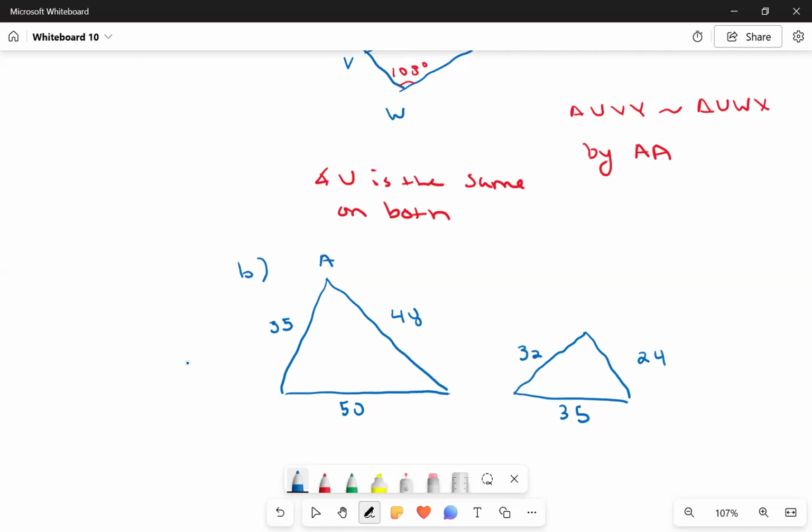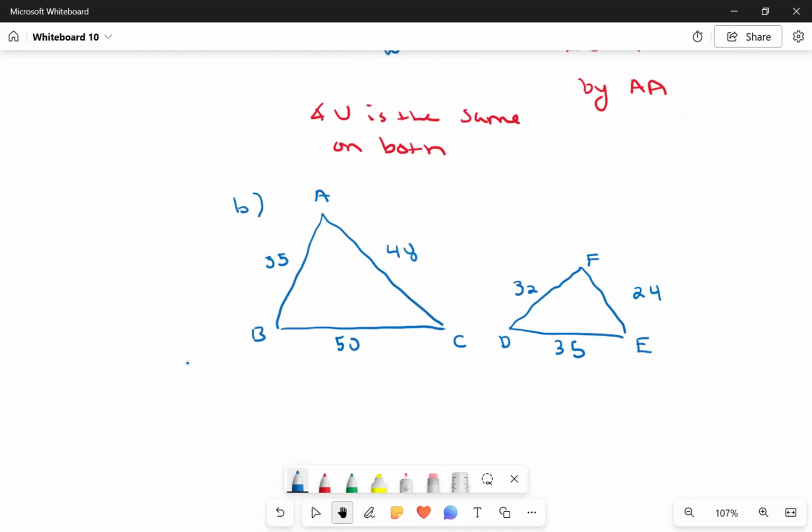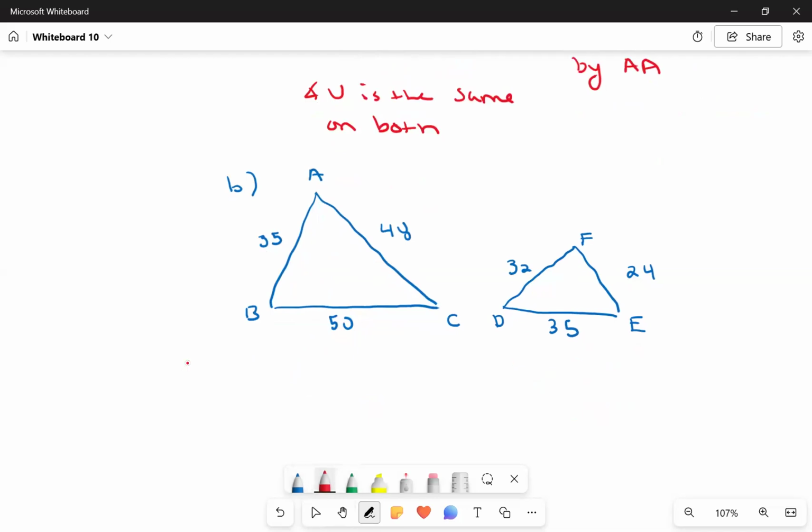Okay, so here, let me also label them with the vertices A, B, C. And then this one is D, F, E. All right. Okay, so let's compare. I'm going to take the ratio. We'll start with the biggest of the two, the bottom. So I'm going to compare BC and look at its ratio over DE. So I'm going to take 50 and divide it by 35, grabbing my calculator. Here we go. 50 divided by 35 gives me 1.4.